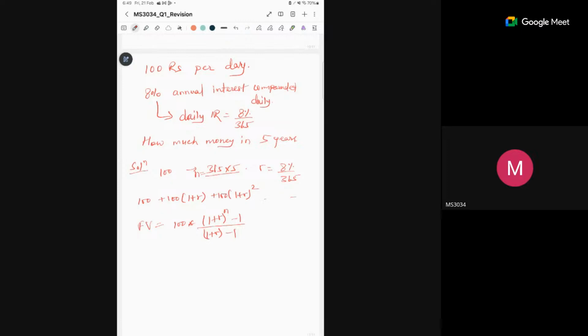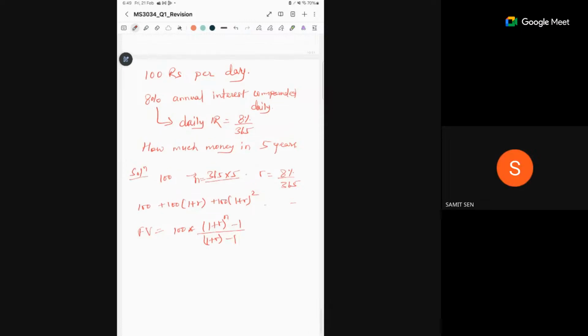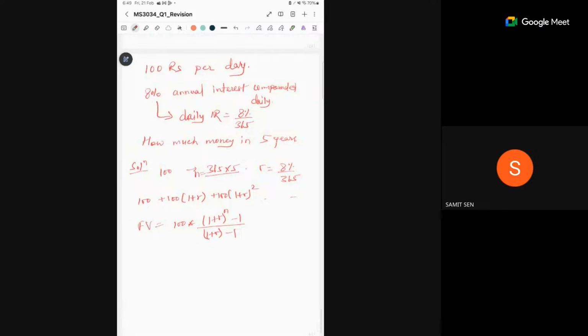In the daily compounding case, the answer is actually not coming. That's the main case. It's not matching, so I have to check that. I think the answer matches. I think we check the calculations while preparing for the exam. It should be matching. So let me check.